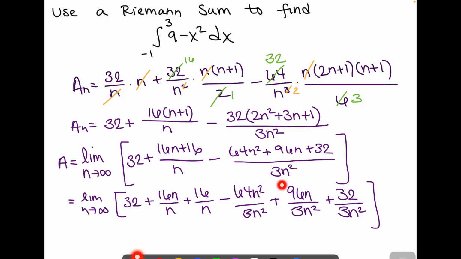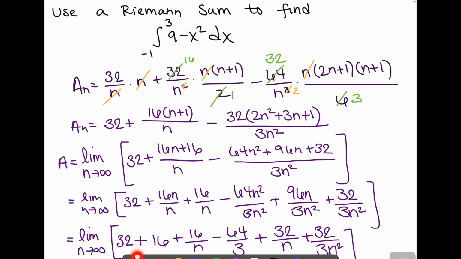I can rewrite each term on the numerator as something over 3n squared. And then I can do a little bit more algebra because I can simplify. I've got some common factors. So 16n over n is just 16. So now we've got 32 plus 16 over n minus, next term the n squareds cancel out, so that becomes 64 over 3. Next term, common factor of n, common factor of 3 as well, so that becomes 32 over n. And then the last term can't be simplified. That one is just 32 over 3n squared.